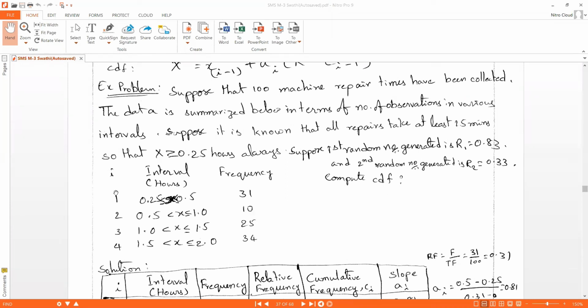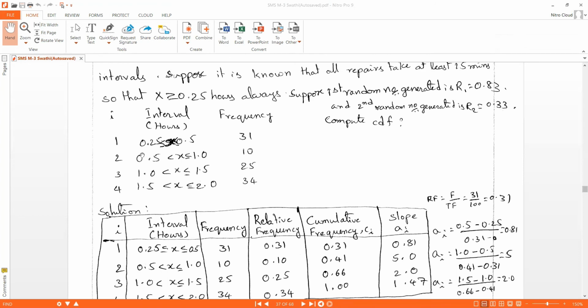Here they have given the i value, interval range, and frequencies. For i equal to 1, the interval range is 0.25 less than x less than or equal to 0.5, and the frequency is 31. For i equal to 2, the interval is 0.5 less than x less than or equal to 1.0, frequency is 10. For i equal to 3, the interval is 1.0 less than x less than or equal to 1.5, the frequency is 25. And when i equal to 4, the interval is 1.5 less than x less than or equal to 2.0, the frequency is 34.